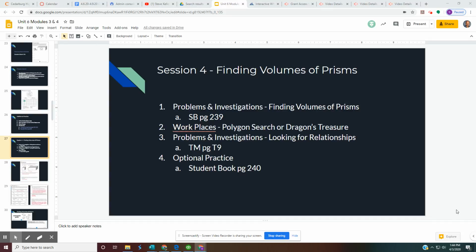Today, we're going to be finding volumes of various rectangular prisms. You're going to need your student book, page 239 for that, okay? You're going to have an opportunity to do some workplaces game where you can do the polygon search or the dragon's treasure game. We do have looking for relationships, which we're going to be doing on a teacher's master. And then when we're all done with today, you'll have page 240 in your student book.